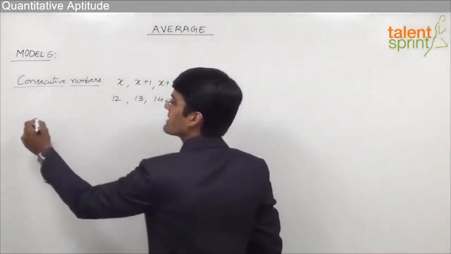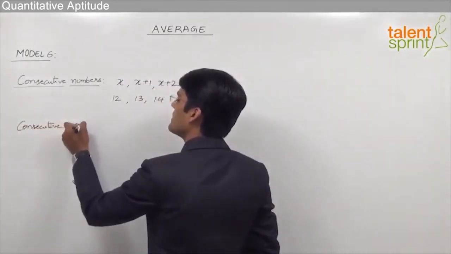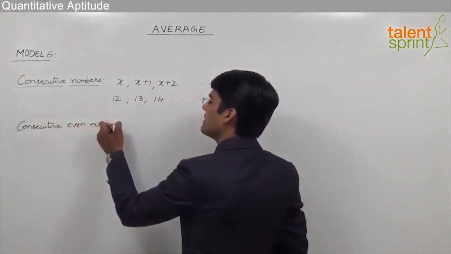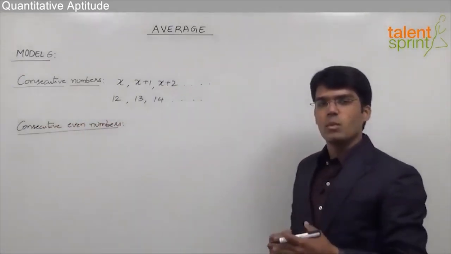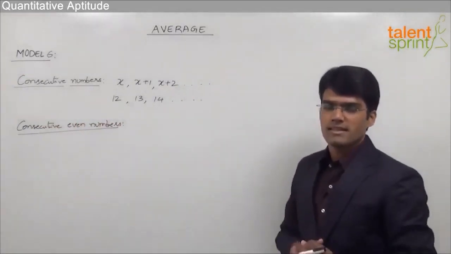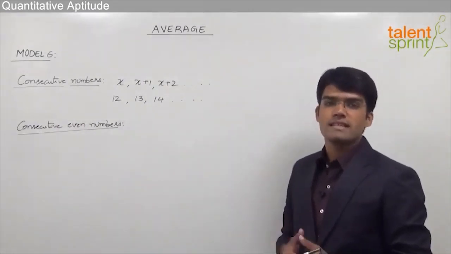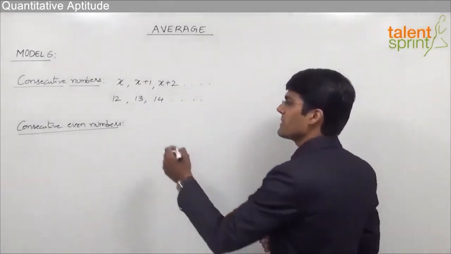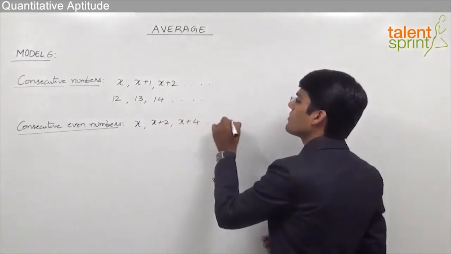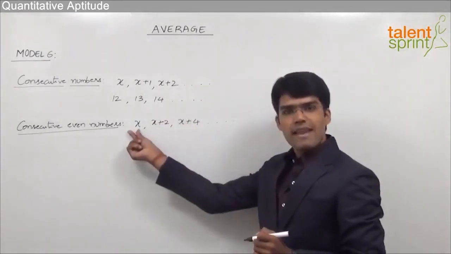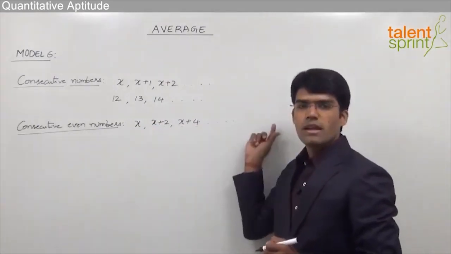Similarly, we have something called consecutive even numbers. Consecutive even numbers are nothing but the numbers which are even and come one after the other in succession. For example, 2, 4, 6, 8 and so on are consecutive even numbers. And these numbers can be represented as x, x plus 2, x plus 4 and so on. That is, if the first even number is x, then the next one will be x plus 2. The third one will be x plus 4 and so on.